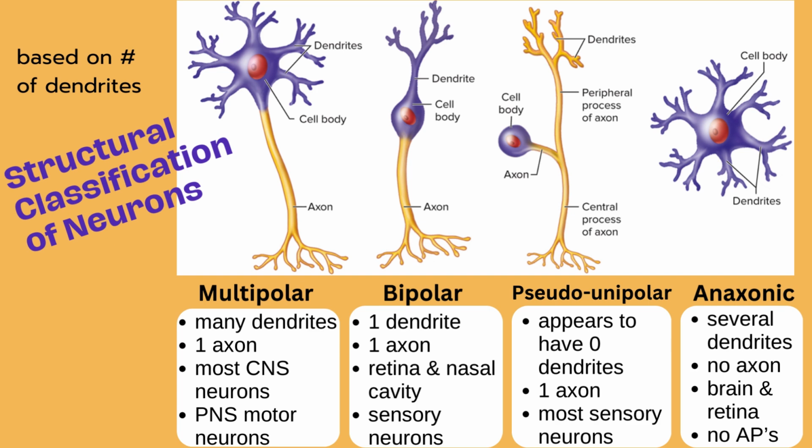Pseudo-unipolar neurons appear to have no dendrites and one axon. Most sensory neurons are pseudo-unipolar. Anaxonic neurons do not have any axons and only have dendrites. These are found within the brain and retina. These unusual cells do not conduct action potentials, but instead only use graded potentials, which we will learn about later.